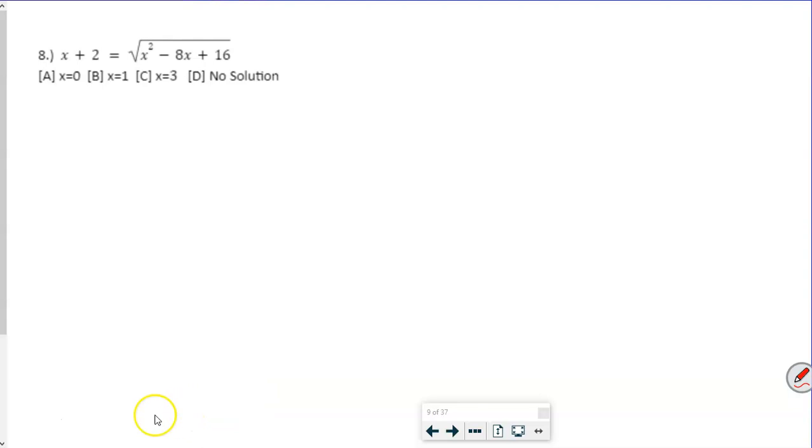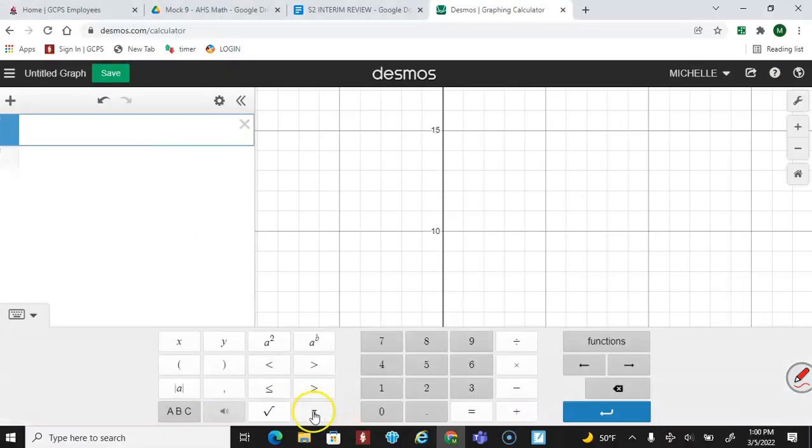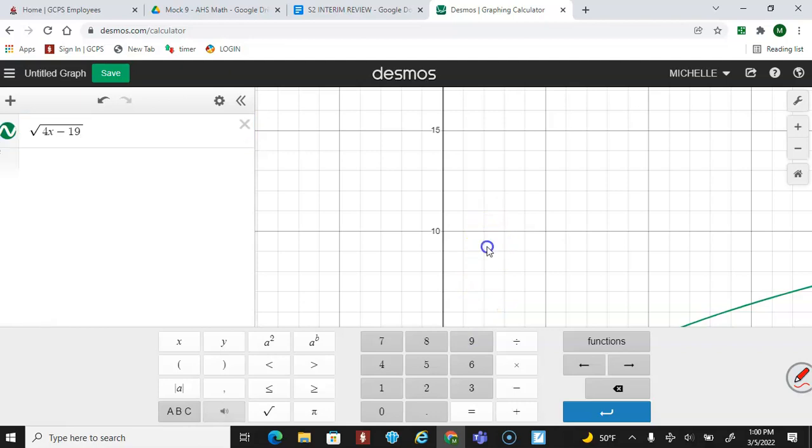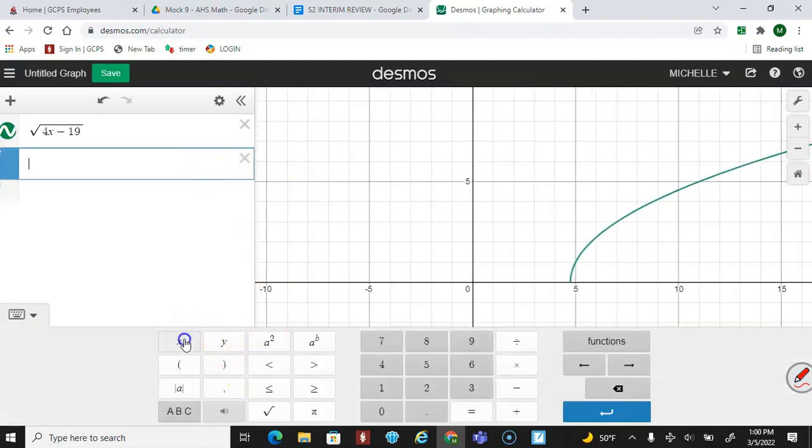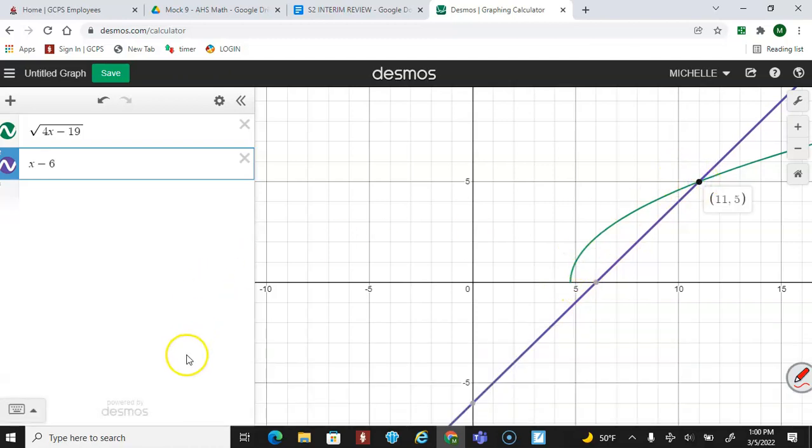Oh, let me show you this too in Desmos. So on this one again, I would have put the square root of 4x minus 19 here. That's one of my equations. And then as my other equation, I would have put x minus 6. And notice they don't intersect over here at 5, but they do intersect over here at 11. See that? So that's how we know that that is our actual answer.